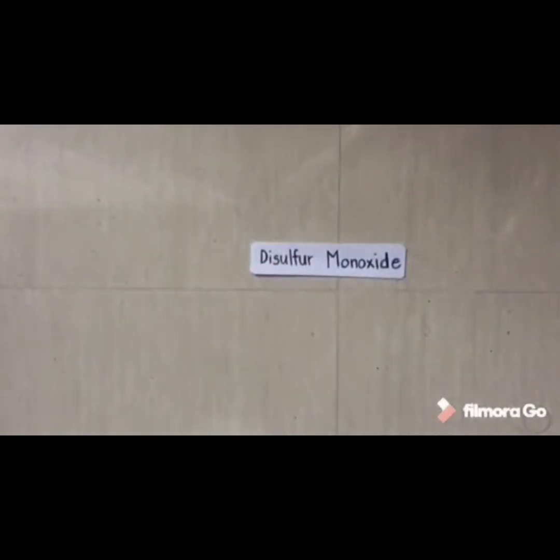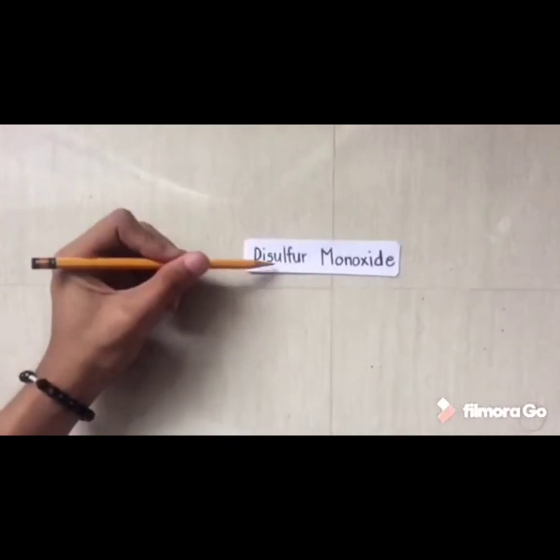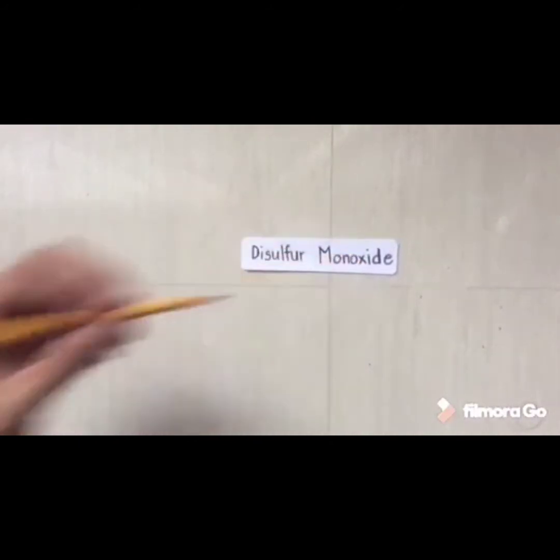Now let us write the formula for a type 3 binary compound. Our example is disulfur monoxide. First, identify the elements present in the given. Here we have sulfur and oxide or oxygen.